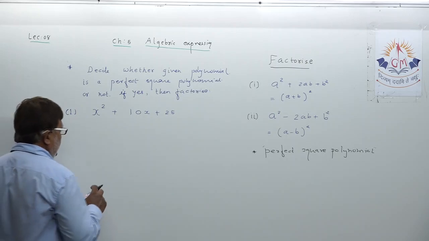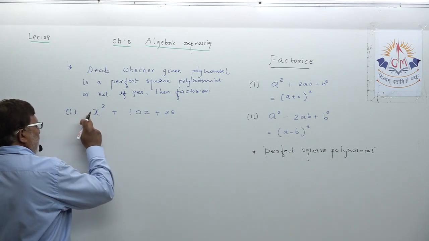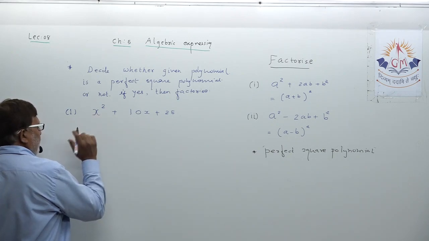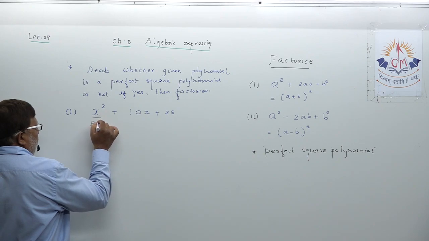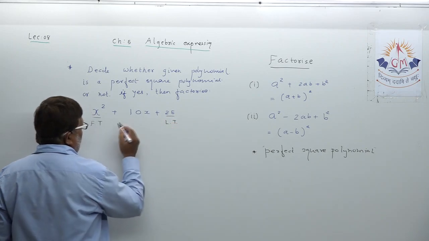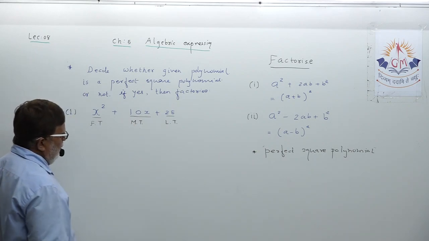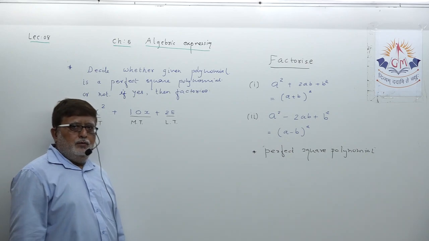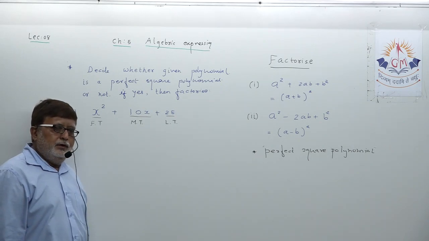Okay, how can we decide? For that, dear student, there is one process. Whenever you are given any polynomial, this is, as you know, the first term. This is called the last term. And this is called the middle term. First term, last term and middle term. We have to understand a method to decide whether the given polynomial is a perfect square polynomial or not.